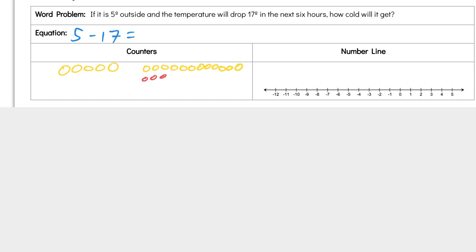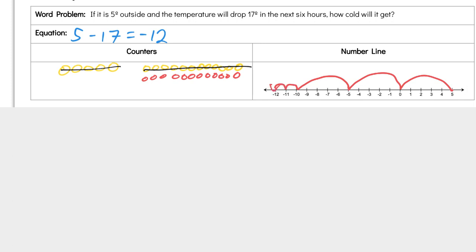And as long as we make these all 0 pairs, then we'll be fine. Now we can take 17 positives away. Here's 5 and 12 makes 17. And we end up with -12. So the answer here is -12. On a number line, we start at 5, and now we're going to the left by 17. So I can count, well, here's -5, -10, -15, 16, 17. So this is -17, and we end up with -12.